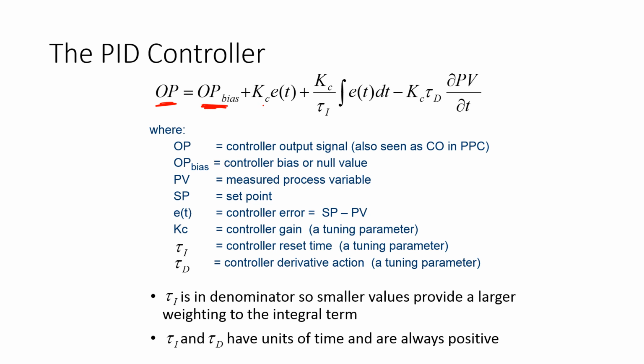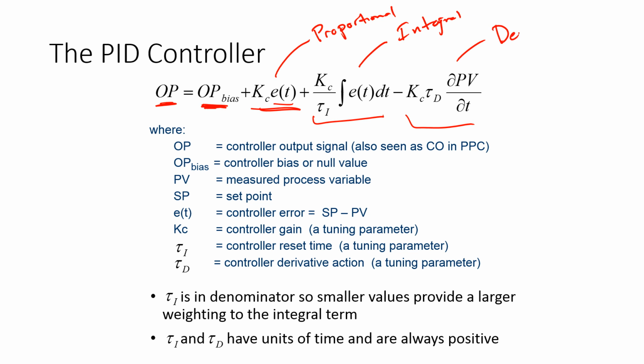Okay, and then we have KC times an error. Now this is a proportional term. Okay, so it's a PID controller. We have proportional, and then we have integral, and we also have derivative.